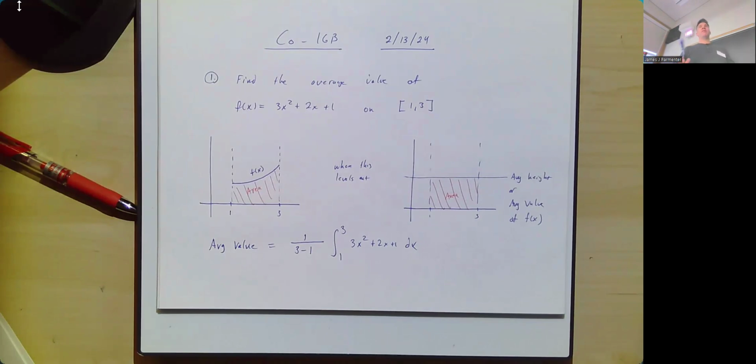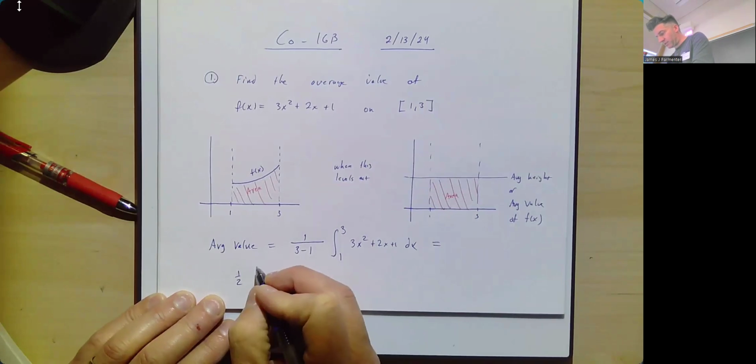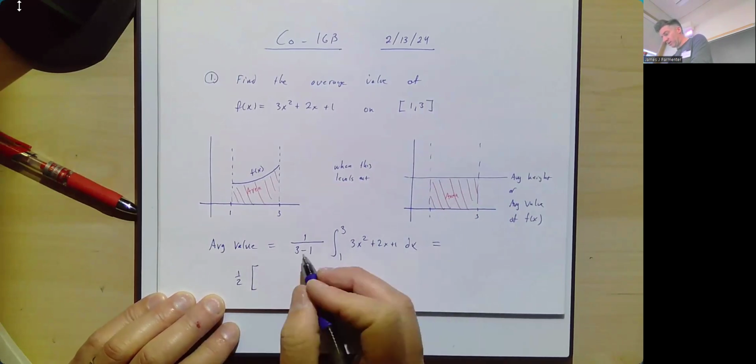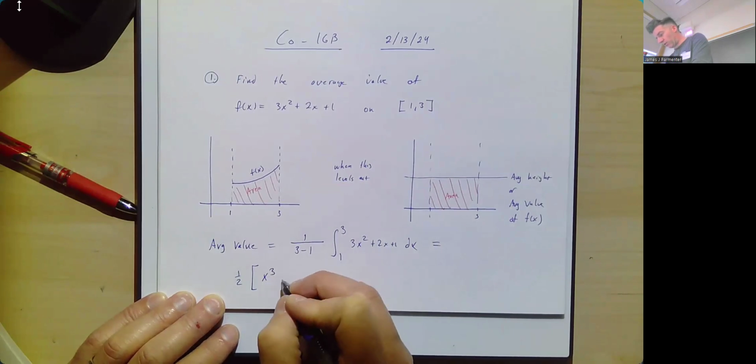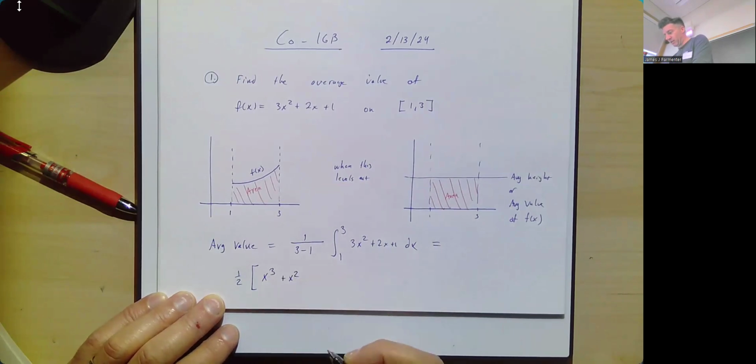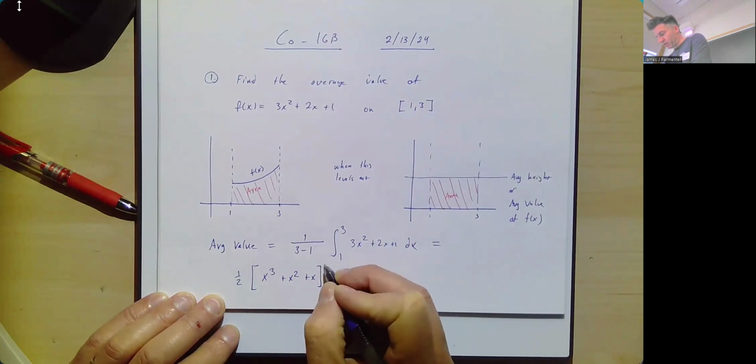So if someone says find average value, all you have to do is take the integral and then divide by however long your interval is. So here, it's going to be 1/2 times, we're going to integrate this thing, it's going to be, let's see, 3x cubed over 3 plus 2x squared over 2, plus 1x from 1 to 3.